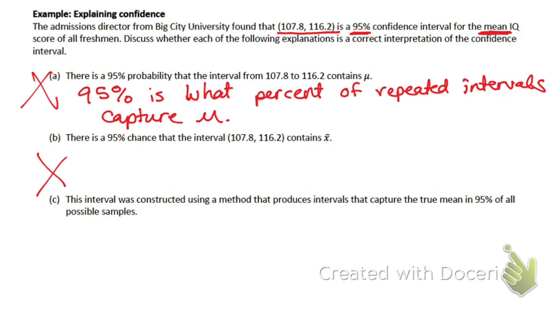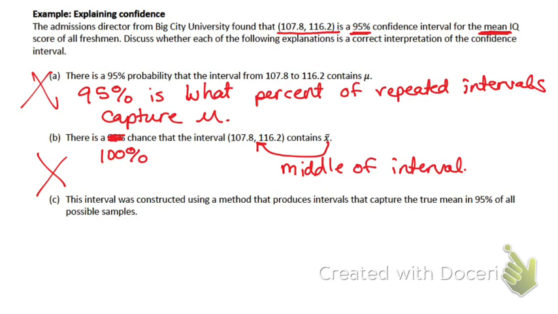Guys, where is X bar at in the interval? It's in the middle. So what's the chance that the X bar is in the interval? 100%. Every single time. X bar is going to be the center of every interval that is created for mu. So there's not a 95% chance. There's 100% chance. It's false, because X bar is the middle of the interval.